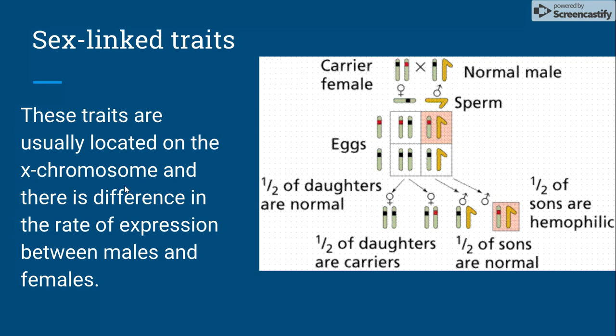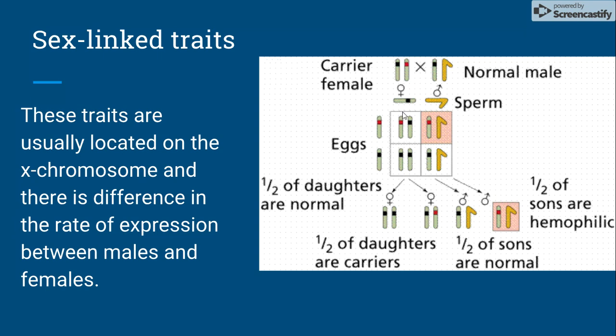So our next trait is sex-linked trait. Sex-linked traits are found on the X chromosome, and because of that, there's a difference in expression between males and females. So one of the biggest examples is color blindness. Color blindness is more commonly found in males because females have 2 copies of an X chromosome, like so, and they are less likely to get 2 copies of that recessive color blindness allele.